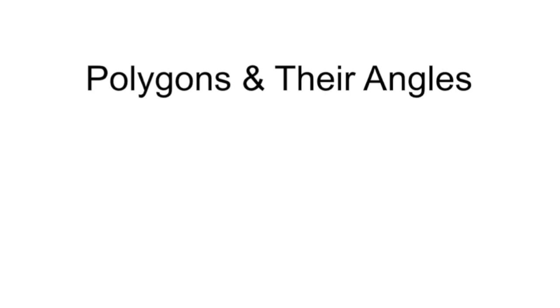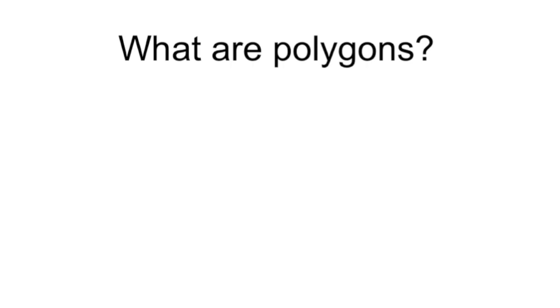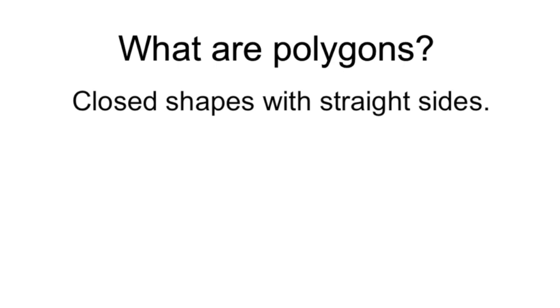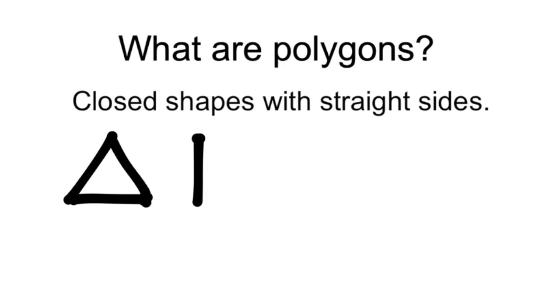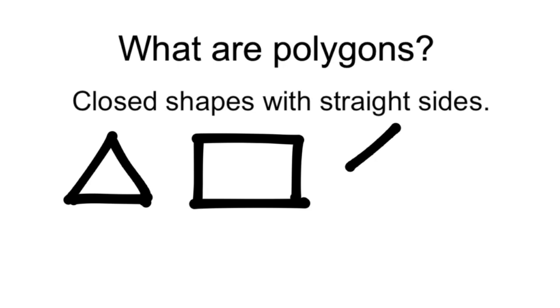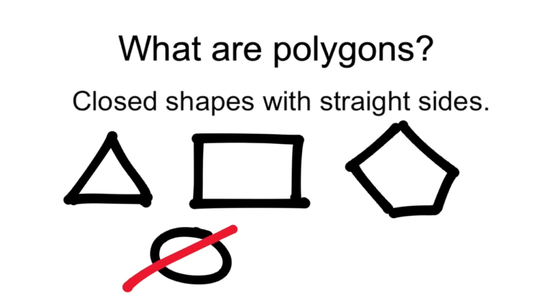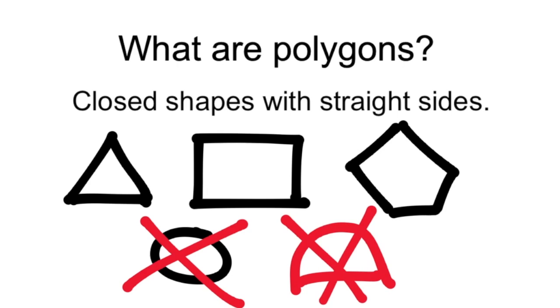Polygons and their angles. What are polygons? Polygons are closed shapes with straight sides. So for example, triangles are polygons, rectangles are polygons, pentagons are polygons, and so on. Circles are not polygons. Semicircles are not polygons. They don't have straight sides. A U shape is not a polygon because it's not closed.